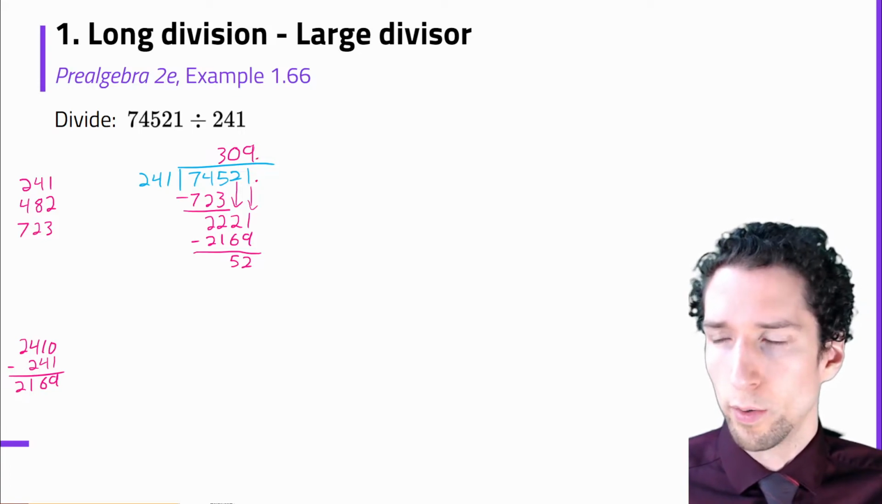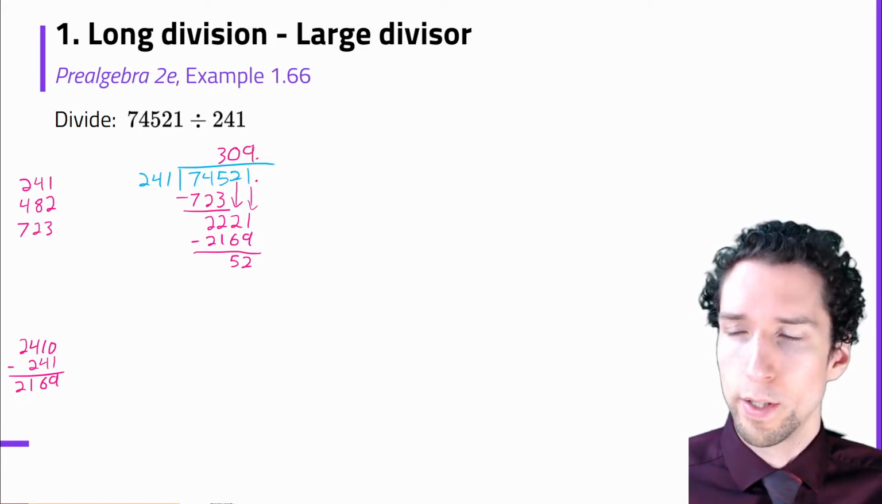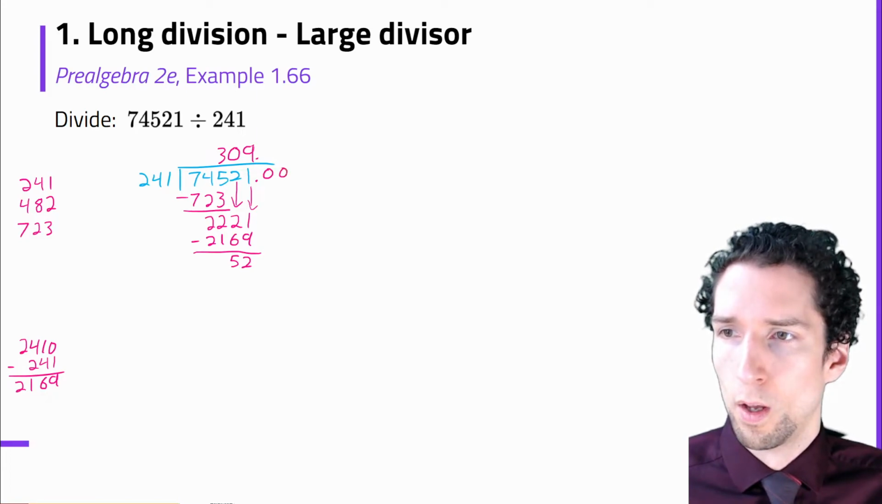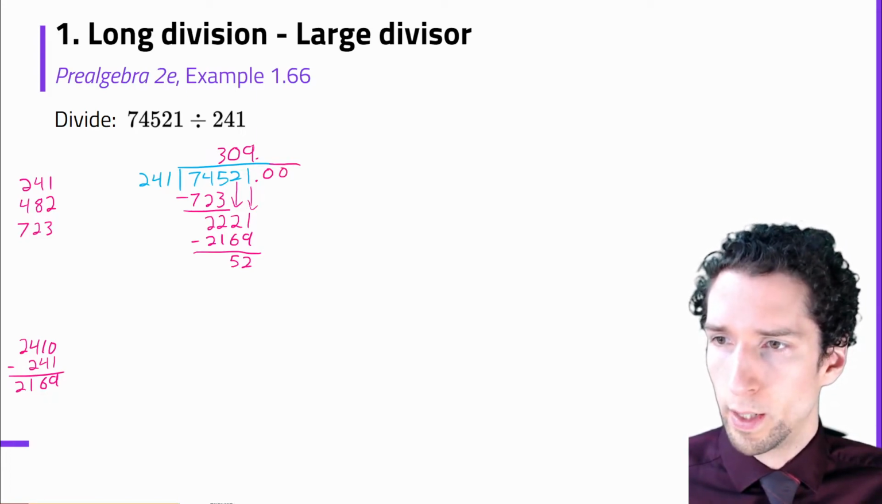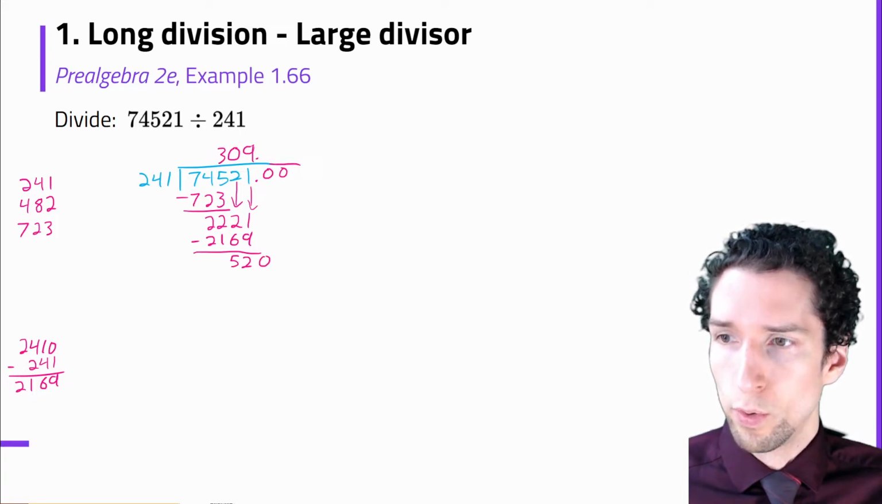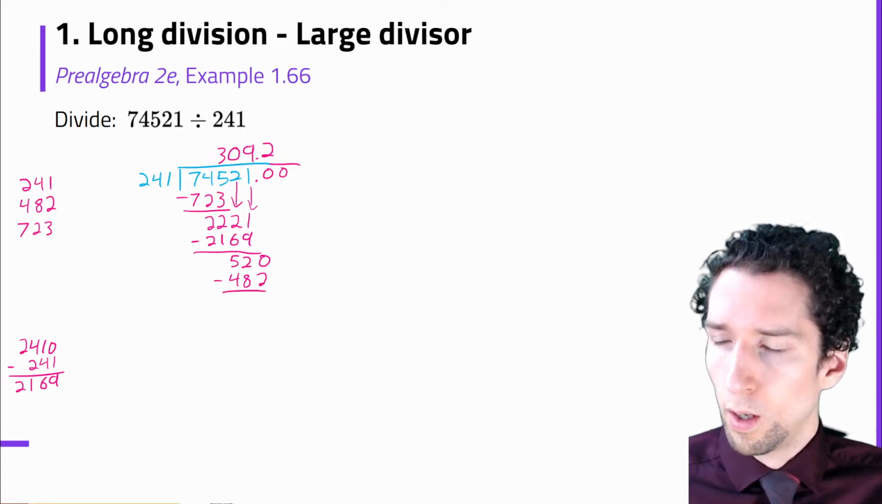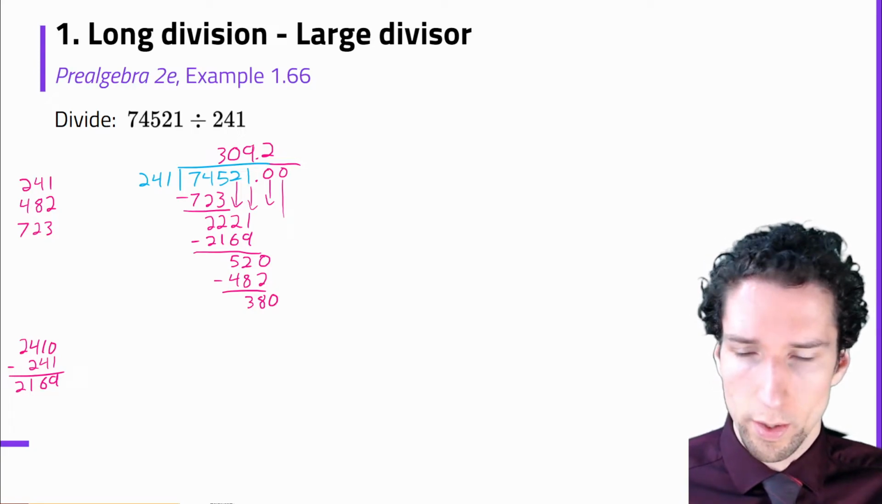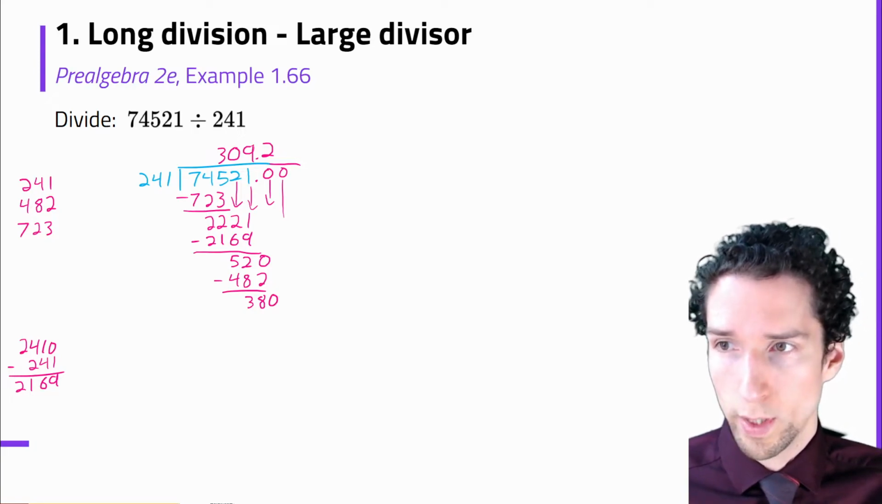This is probably not going to be some nice clean decimal result, but let's just do a few places and then stop. So 241 into 520, that will go in 2 times, and that will be 482. All right, and that will give us down here 38, and bring down this 0 here, 38. That will go in 1 time, so 241.